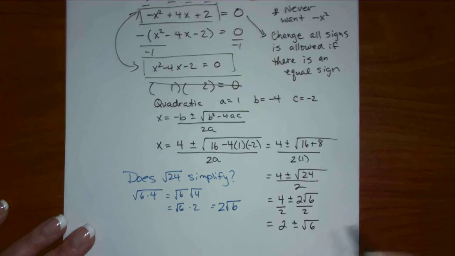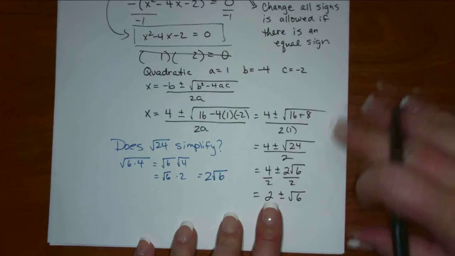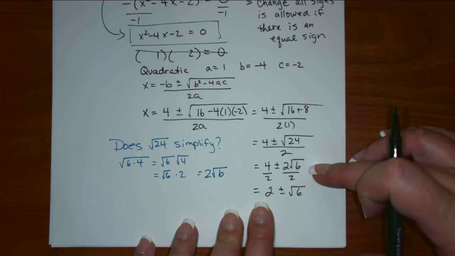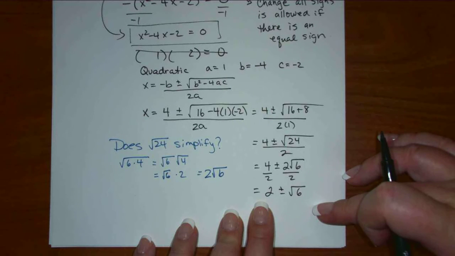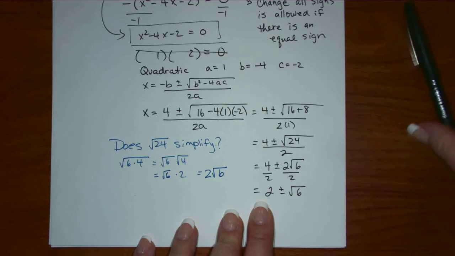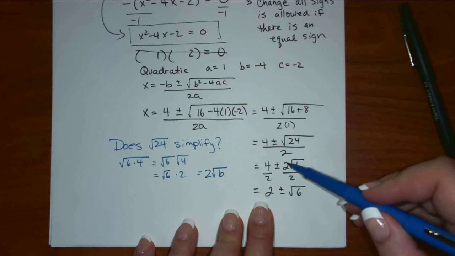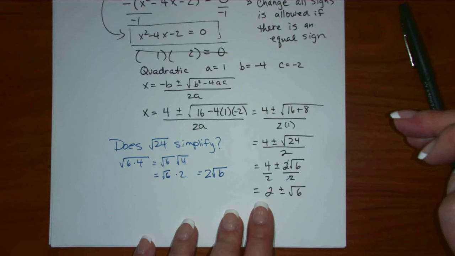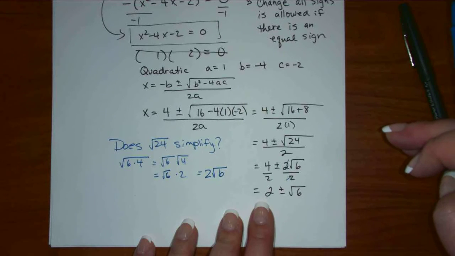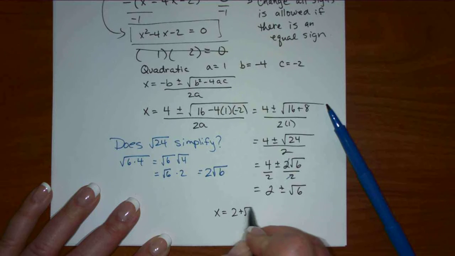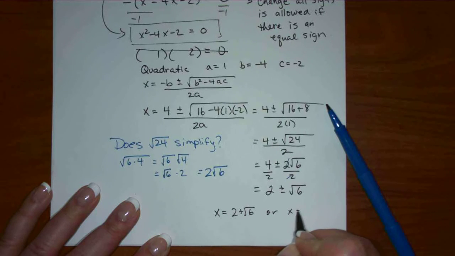Now where did they go? How did I get from here to here? Yeah, 4 over 2 is 2, and these 2's cancel, because they're multiplied, so you can cancel. And this goes into that twice. So there's your two answers: 2 plus root 6 or 2 minus root 6.